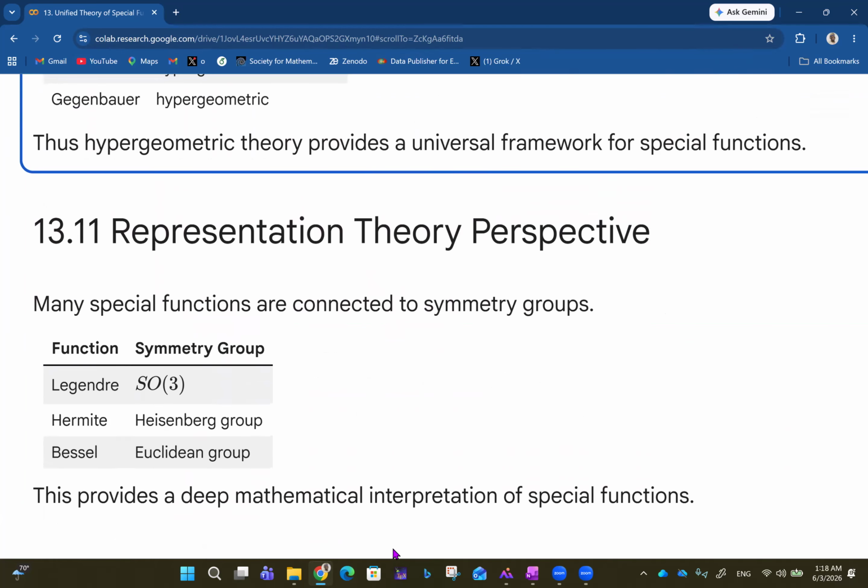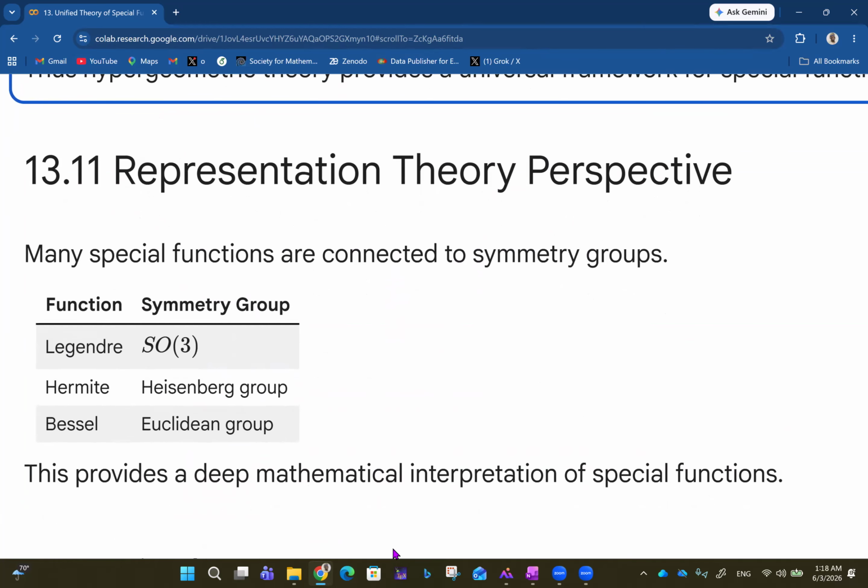So we talk about the representation theory perspective now. Many special functions are connected to symmetric groups. So I mean, we are going algebra now, because representation theory is about algebra. So you have Legendre, like SO3, Hermite, you have the Heisenberg group, and Bessel.